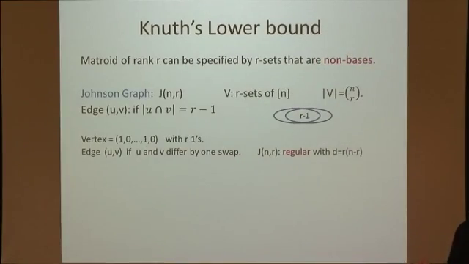Now notice one thing, it's a very structured graph. It's a regular graph with degree r times n minus r, and why is that? Because how do you get to a neighbor? You make one of these ones a 0, so there are r choices, and where there was a 0, you put a 1. That's a swap. So there are r times n minus r options.